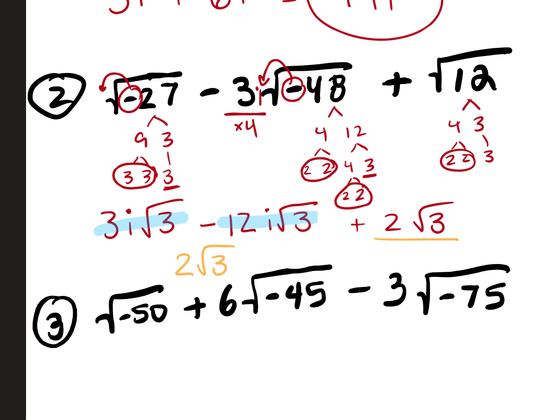Now we can combine the 3i root 3 minus 12i root 3. So we're just combining the coefficients together. What's 3 minus 12? Negative 9i root 3. And that would be our answer. So we have to simplify each radical, figure out what our like terms are, combine our like terms, and put it in standard form. Let's do number 3.